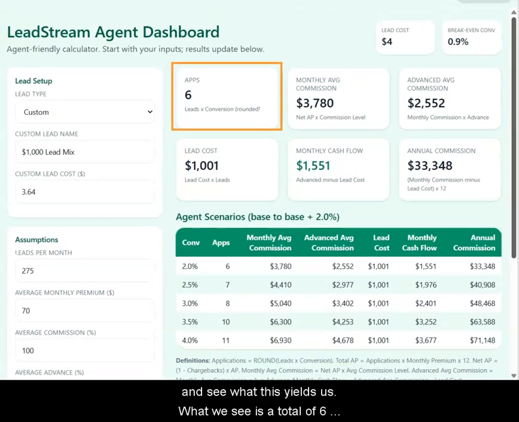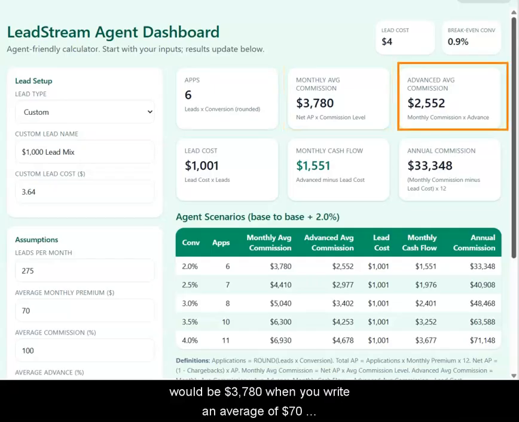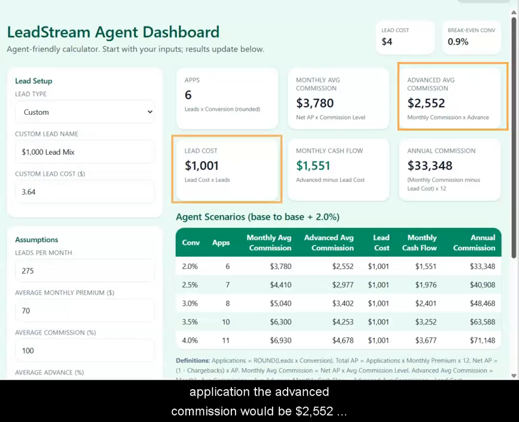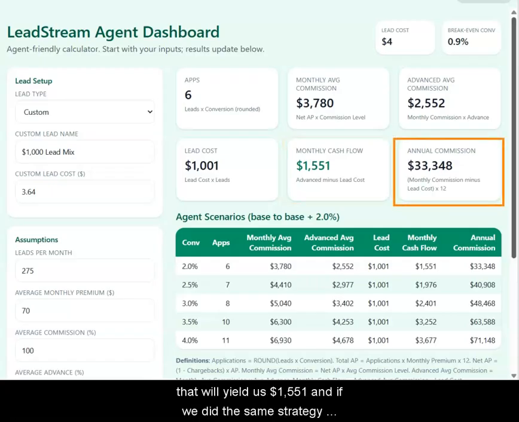What we see is a total of 6 applications written. That's going to be discounted by 25%. So we're going to net 4 applications on that. The monthly commission on that would be $37.80 when you write an average $70 application. The advance commission would be $25.52. We need to subtract our lead cost of $1,000, and that will yield us $15.51. And if we did this same strategy every month in the year, we would yield $33,348.